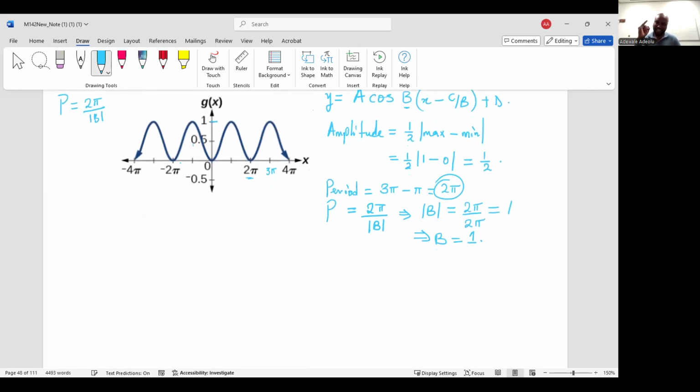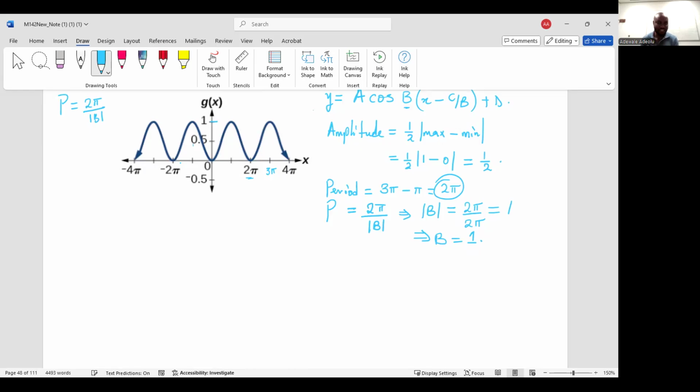Okay, we have A, we have B. What is the next thing for us to find? Let us look at phase shift. Is there a phase shift? That is the next thing we need to ask ourselves.